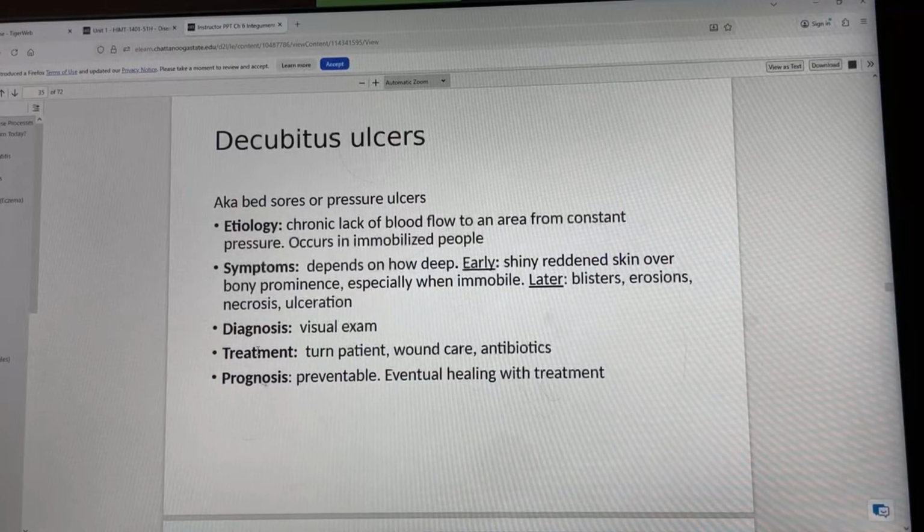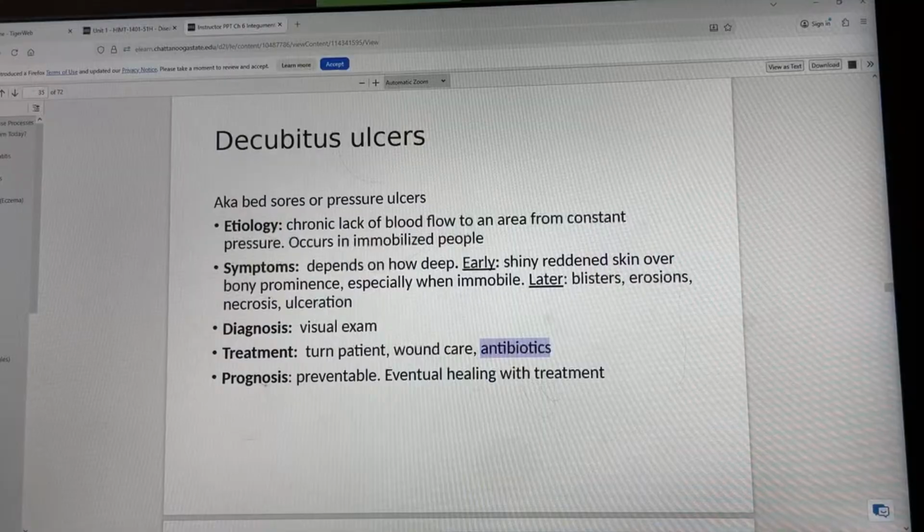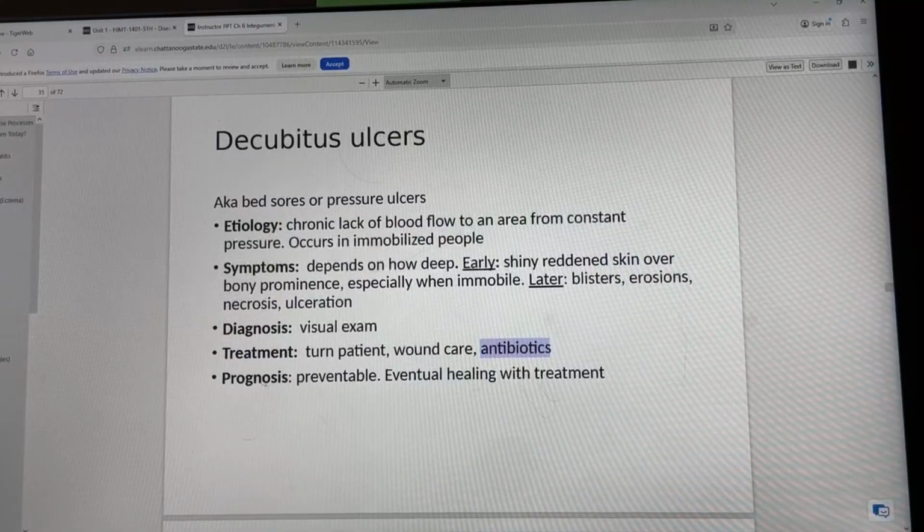The treatment for this is let's try to prevent it from happening in the first place. So turning patients, not letting them sit in one position for too long. They have special wound care professionals, nurses, and doctors that specialize in wound care. And antibiotics just to prevent infection, right? Because you have this big open area of skin that's just asking for bacteria to come in and get infected. You really don't want an infection on top of all this healing to try and do, because then it gets really bad.